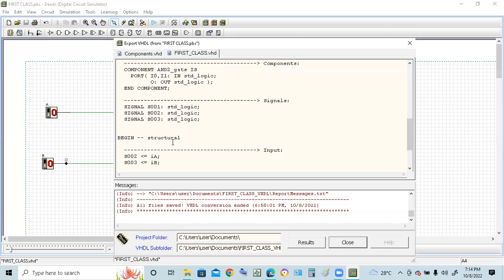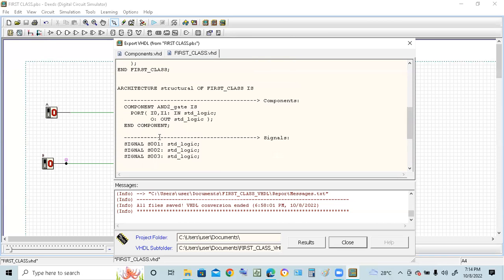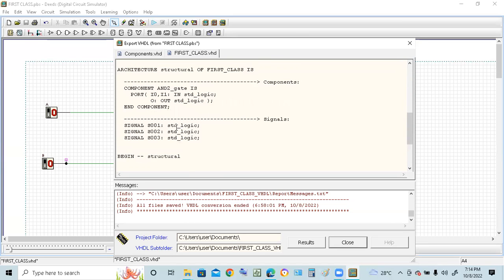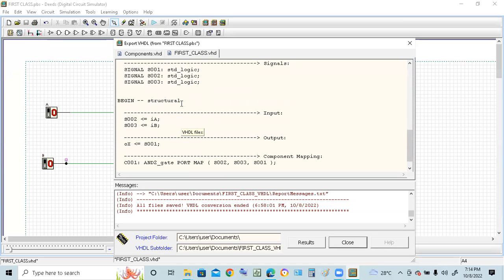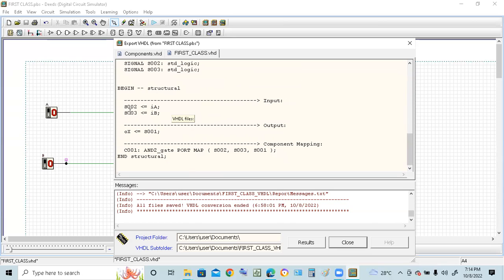Come on, people, structural is the name of what? Of the architecture. Because the architecture is structural. You can't call it anything; I'll tell you what to call it. Begin structural. Right?